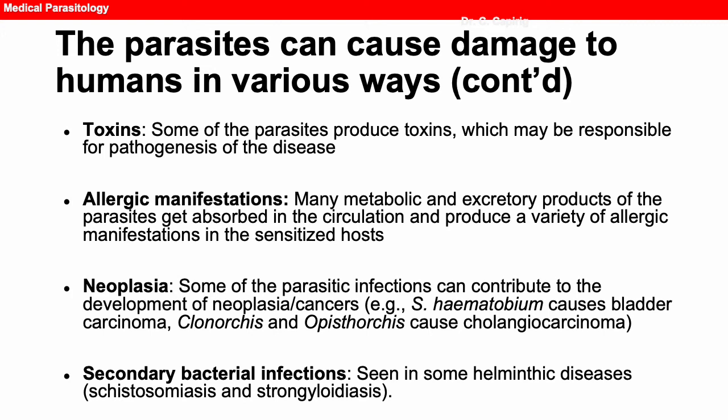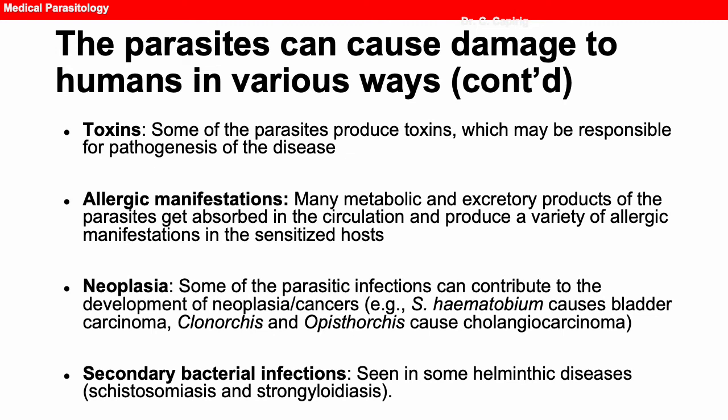Now, anaphylaxis is a deadly type of hypersensitivity reaction characterized by hypotension, severe bronchoconstriction, formation of rashes, and even gastrointestinal problems. So it can potentially result in the death of the individual. So that is one way of how parasites can cause disease and death, through allergic manifestations.